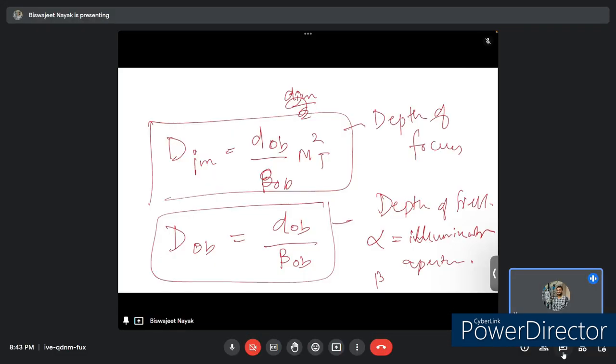So coming to the instrumental part. First we have the illumination system. They take the electrons from the gun and transfer them to the specimen, giving either a broad beam or a focused beam. So in CTEM operation, we use a parallel beam.